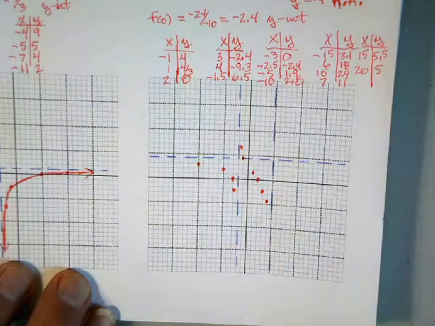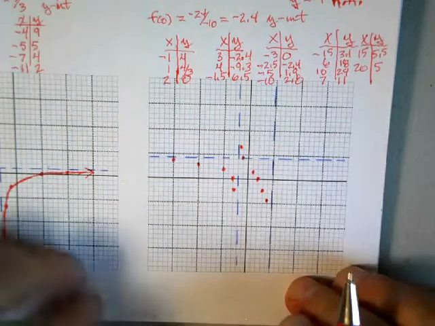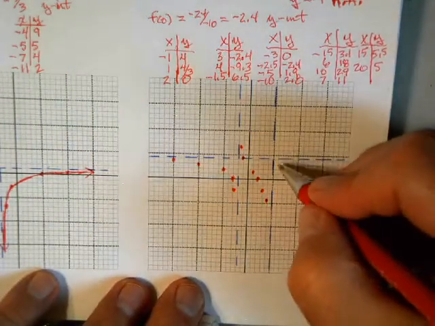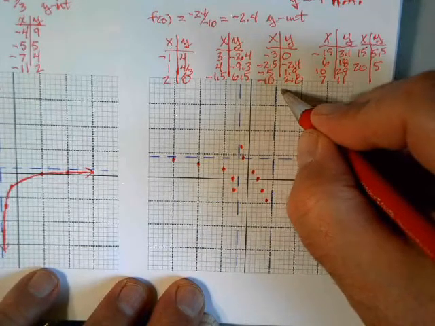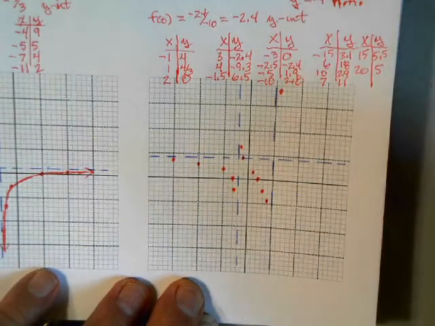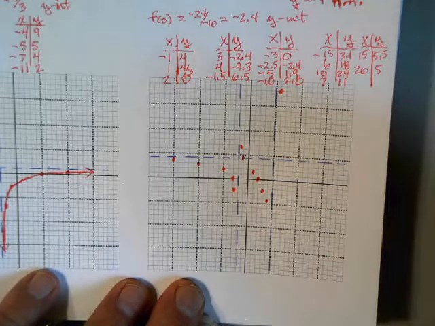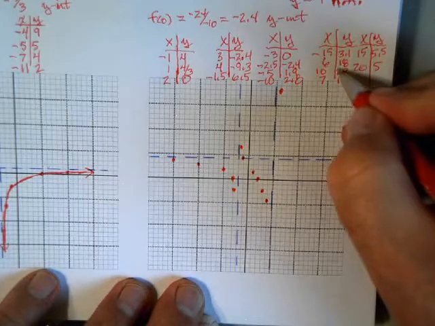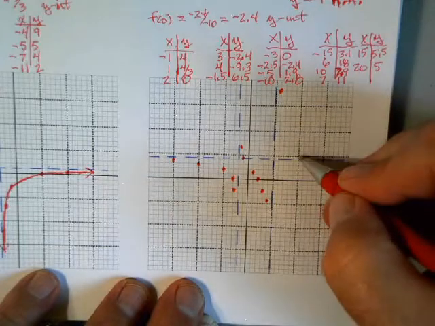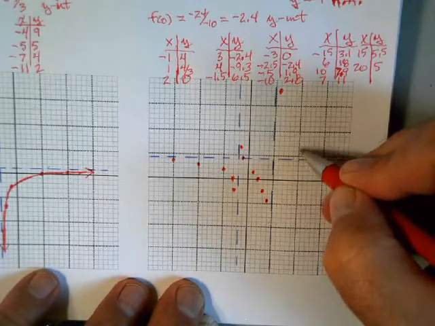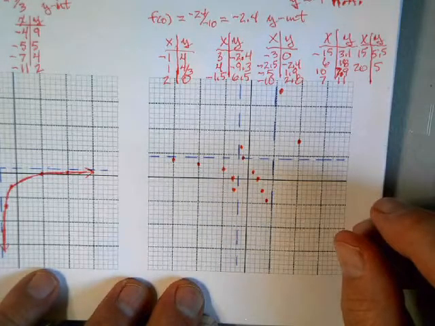6 was 18. So 6, 18, that's way up there. 10 was, oh, sorry, 10 is 7.9, not 29, 7.9. So 10, here's 10, 7.9, so almost 8. 1, 2, 3, so it's about in there. 15 was 5.5. It'll be about there. 20 was 5, so that would be right there.